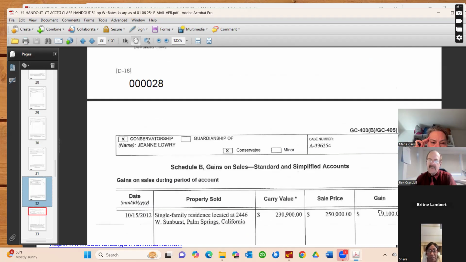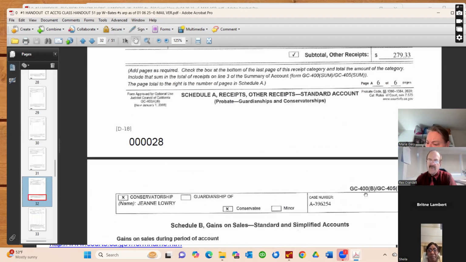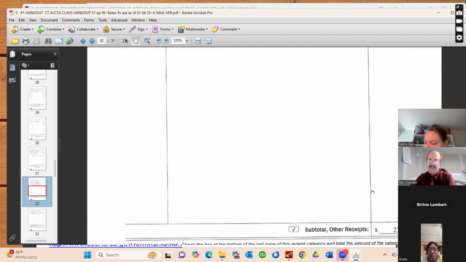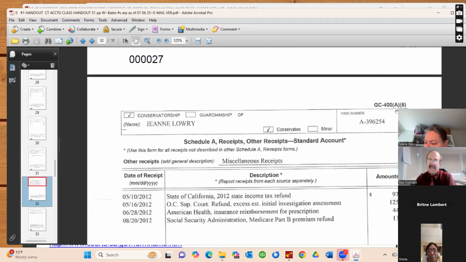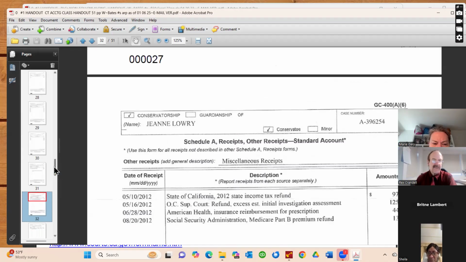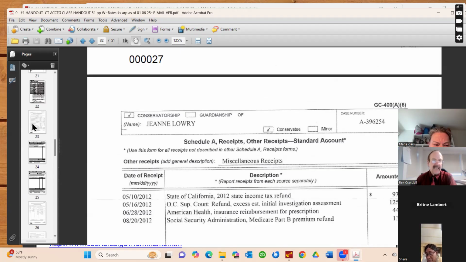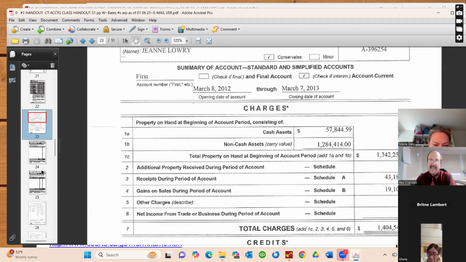And we've been dealing with this GC 400A, and now we're changing, and it says 400B. So what that means, when that change takes place, you need to go to the GC 400 sum on page 21 and enter in all the totals from all the schedules that refer to the GC 400A series of forms. That's your receipts during the period, kind of like what cash came in.